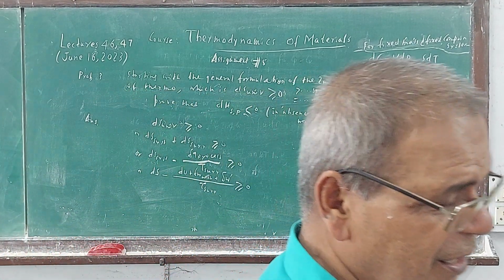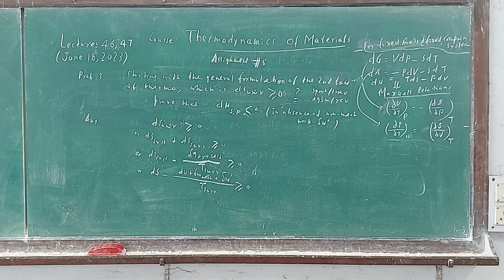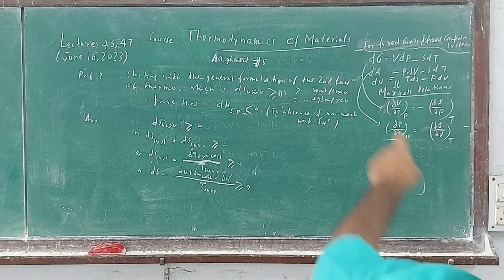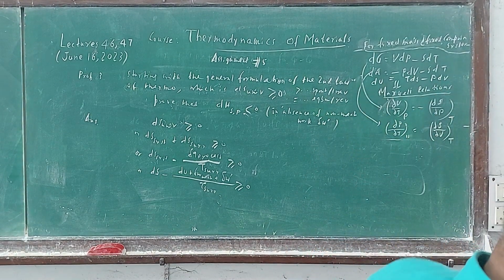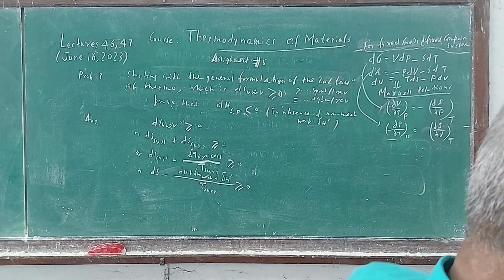Directly write dQ process equal to dH, since the dimension is constant. dQ process is equal to dH. So we don't do dU plus dW. It is direct. Start from the original statement of the second law.